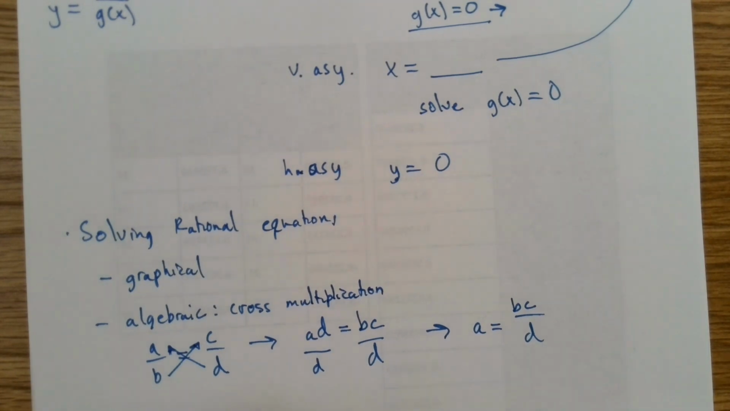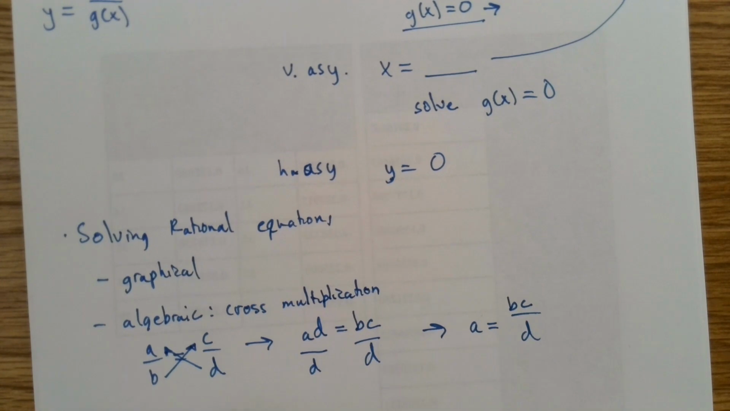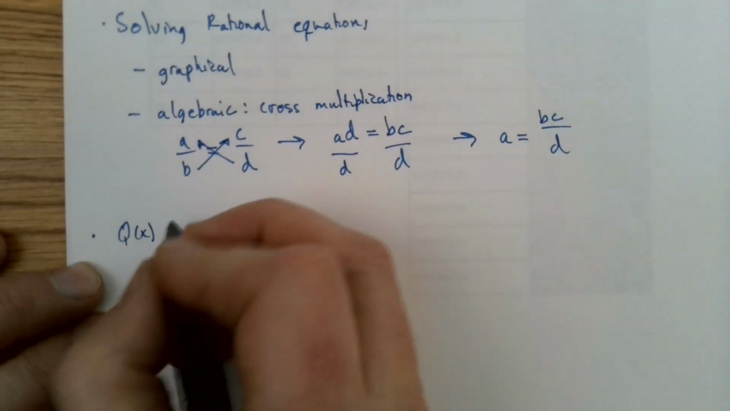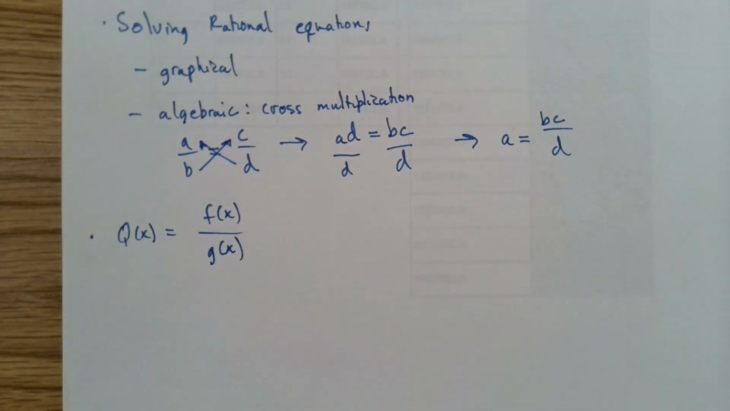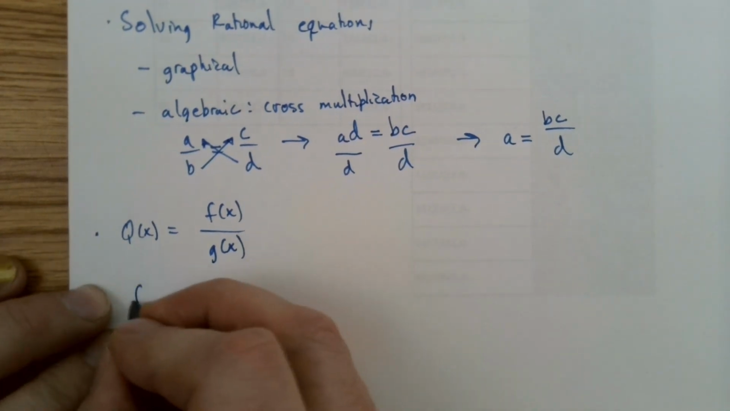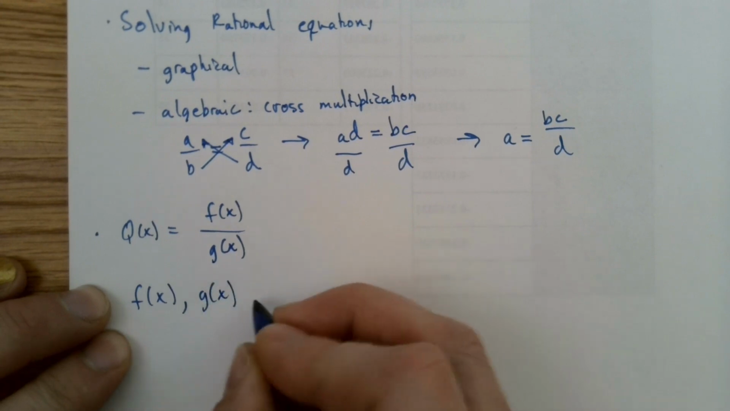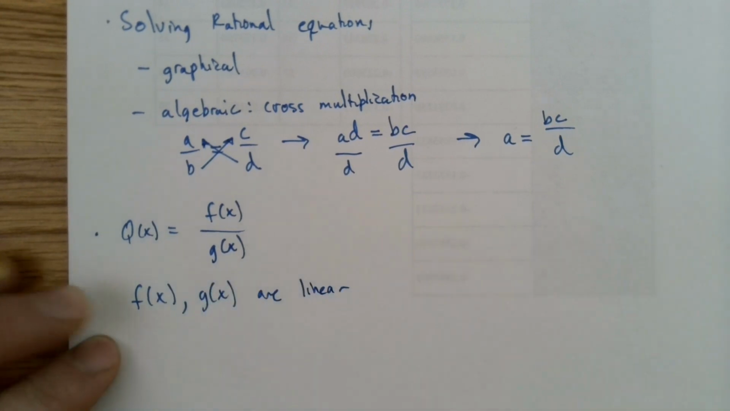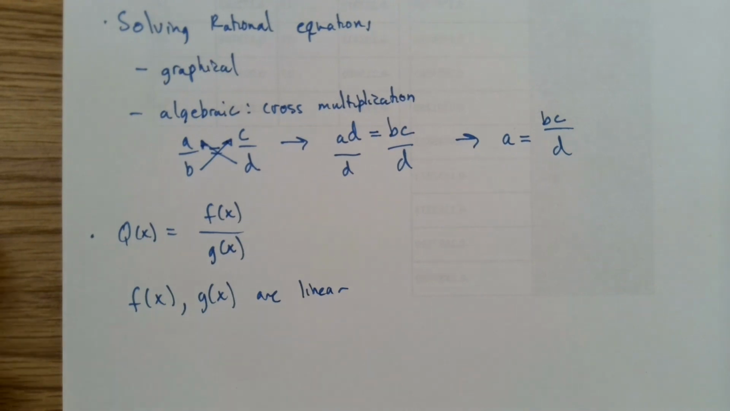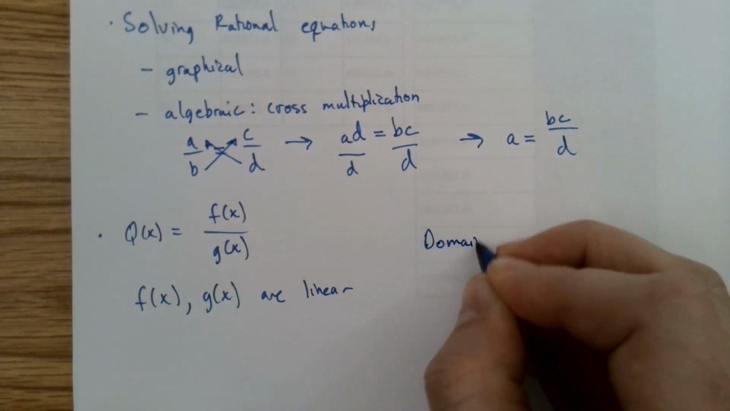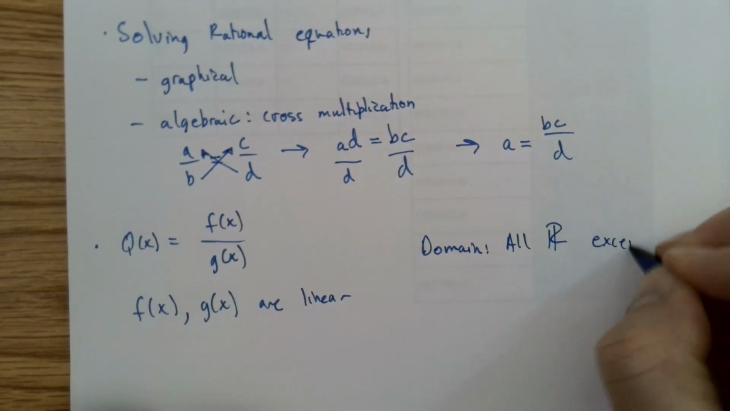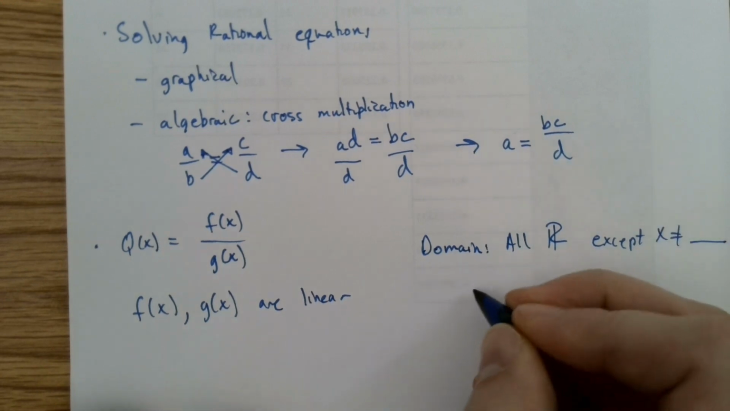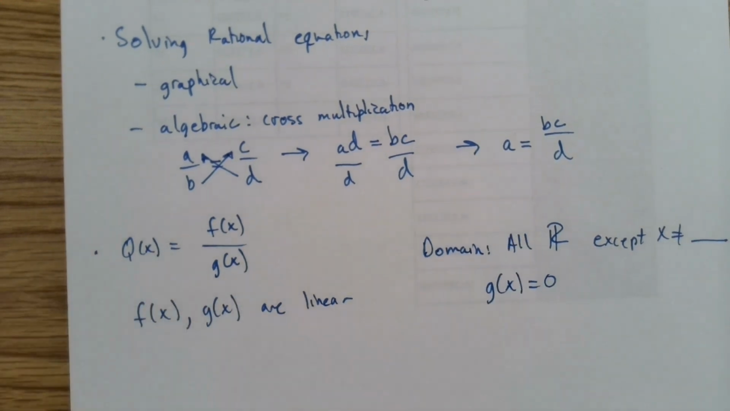Then, when we have functions in this form, our textbook uses this notation: Q of x equals f of x over g of x. And we had some very specific things for f and g of x that we looked at. F of x and g of x were linear equations. So when that's true, the domain is the same as above. It's all reals, I'm going to use the notation for real numbers, except x cannot equal the solution to setting the denominator equal to 0.